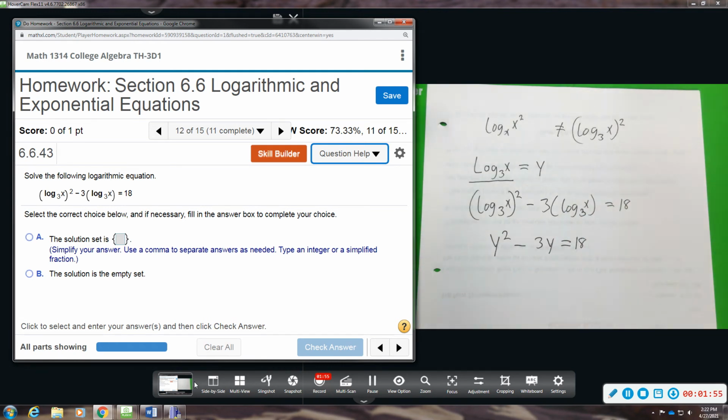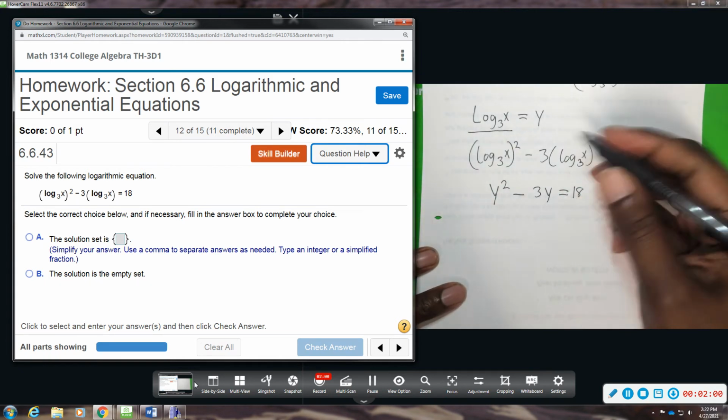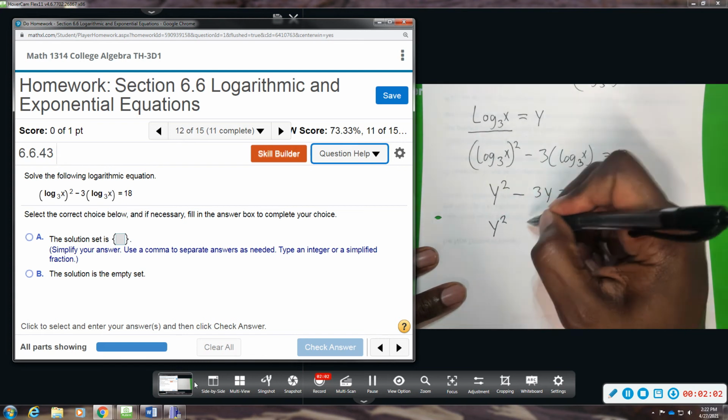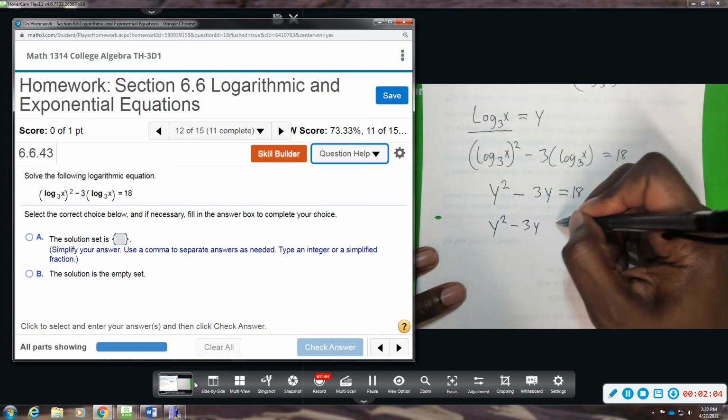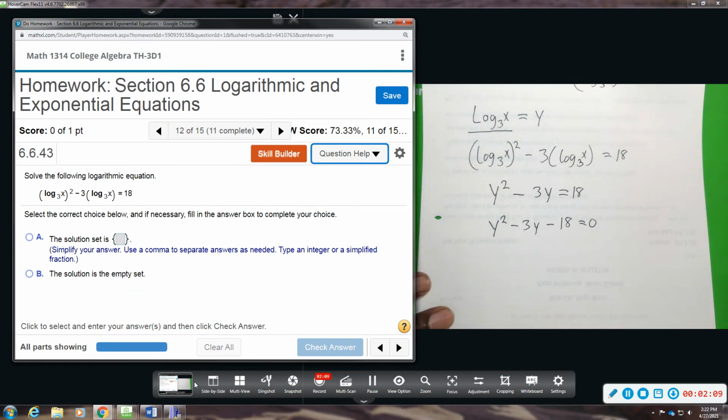So from here, it looks like a quadratic equation. We're going to solve that. So move the 18 over. We have y squared minus 3y minus 18 equals 0. All right, and then we're going to try to factor this. So factors of 18, 1 and 18, 2 and 9, 3 and 6, and I think this is what we need. 3 times 6 will give us 18, and if you subtract those, we can get 3.